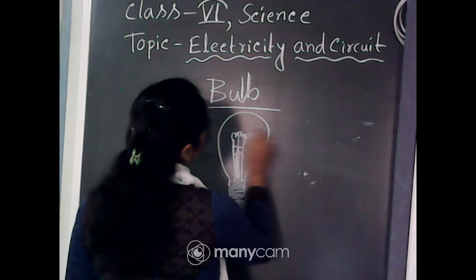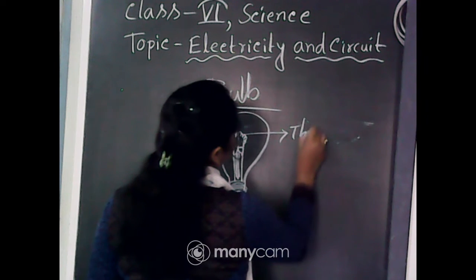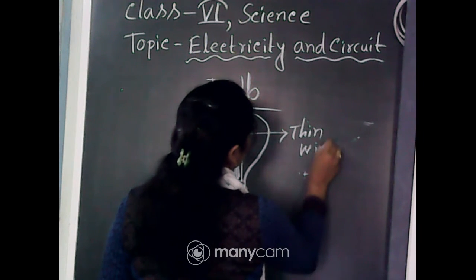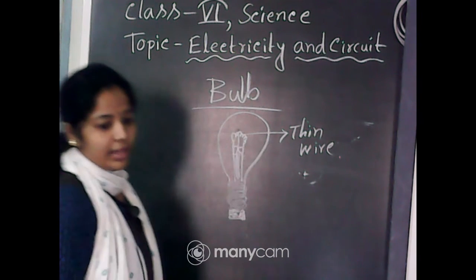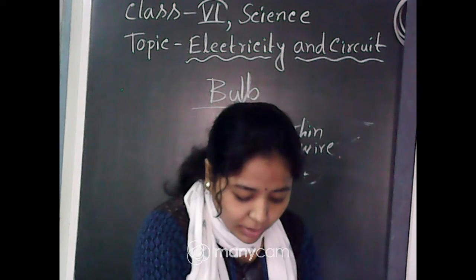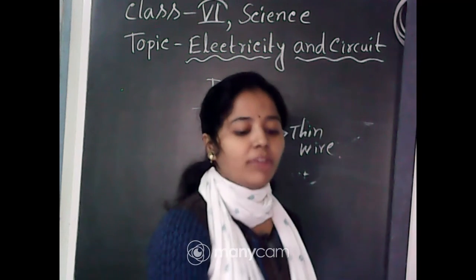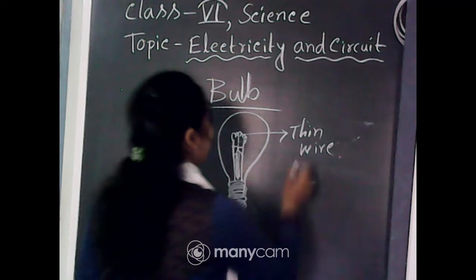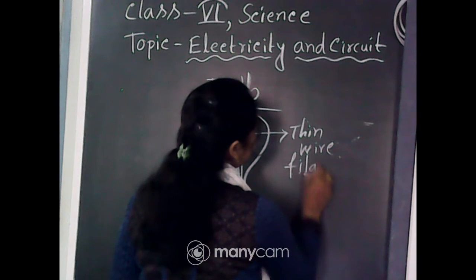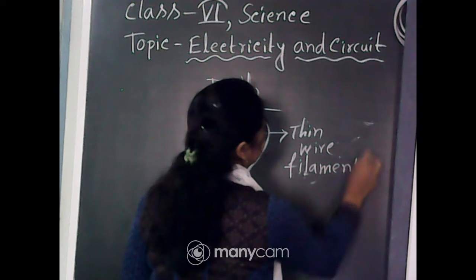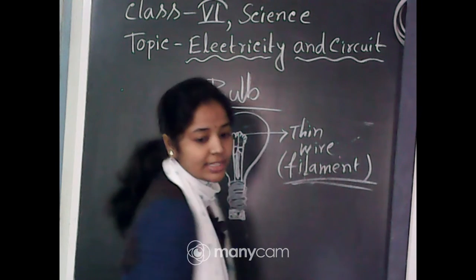Now this thin wire inside a bulb, I will tell the name. The thin wire that gives off light is known as the filament. What is the name? Filament. Okay, this is called the filament.